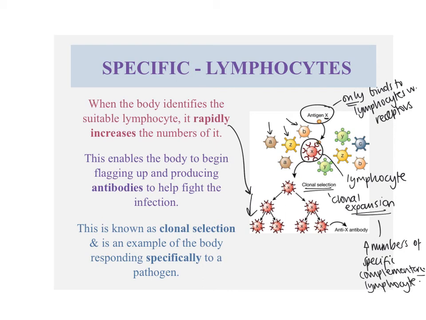Okay, and in doing that, our body is able to either start producing antibodies if it's a bacteria cell, for example, or they can start flagging up the pathogens for destruction through things like phagocytosis, which we're going to have a look at in a second.